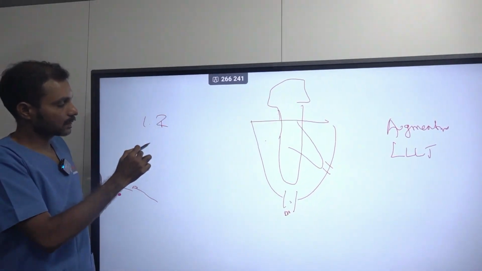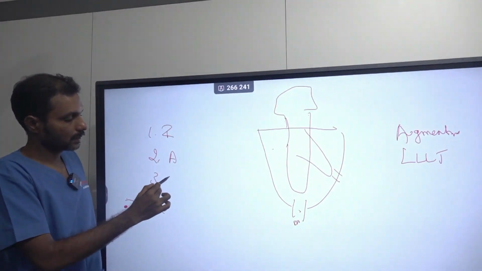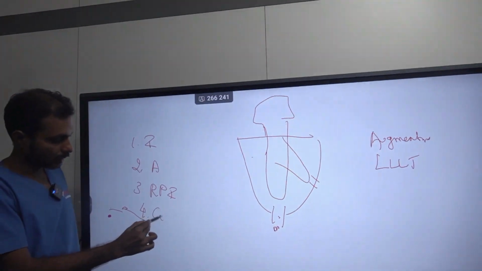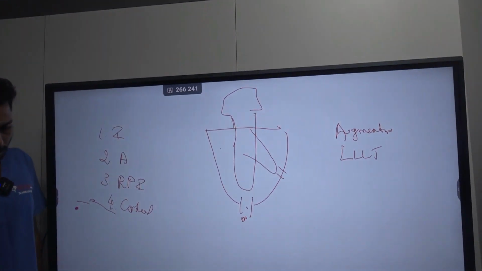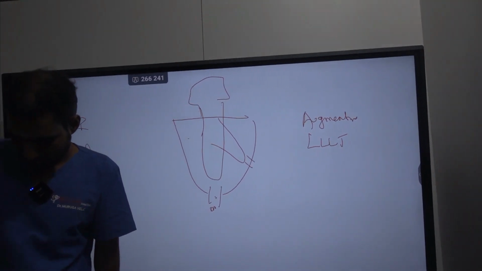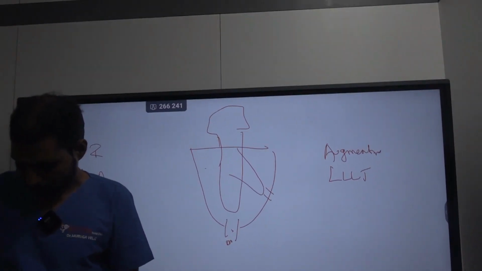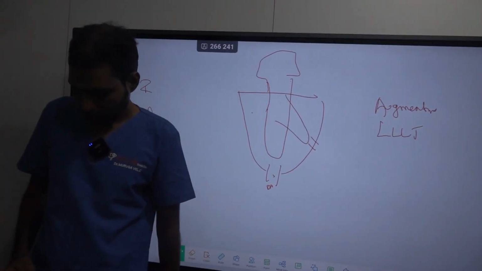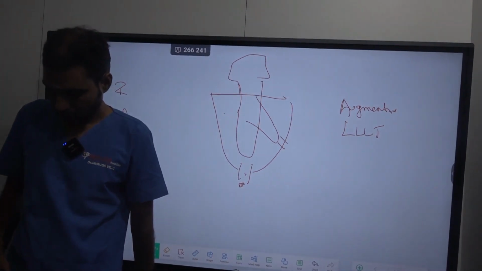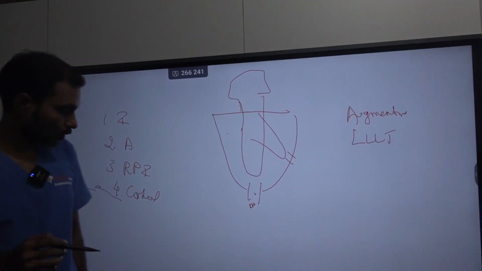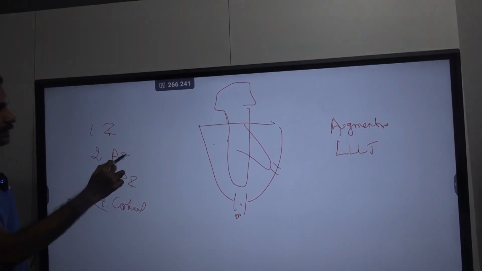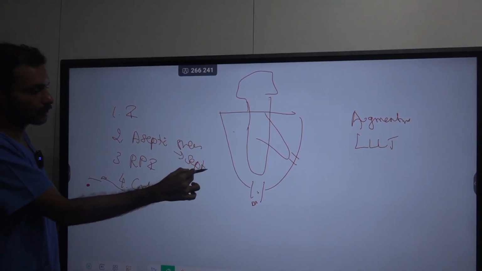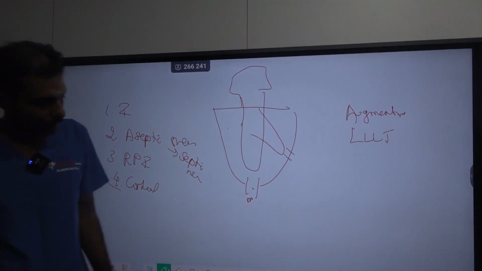So one is inter-implant distance, second one is aseptic necrosis, third one is RPI, fourth one is cortical perforation in the lower mandible. One more thing is the aseptic necrosis can turn into septic also. Okay.